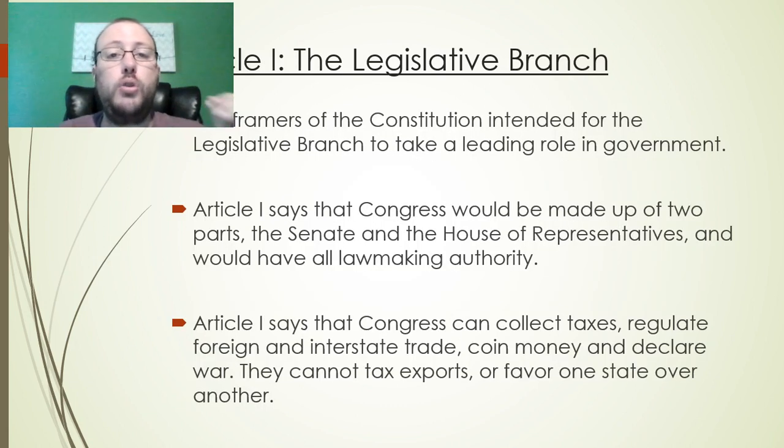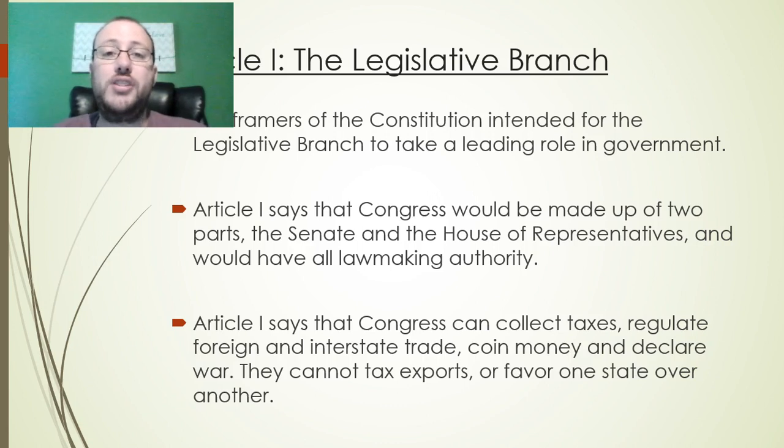So now we have Article 1, which is the legislative branch. The framers of the Constitution intended for the legislative branch to take a leading role in government. Article 1 says that Congress should be made up of 2 parts, the Senate and the House of Representatives, and would have all lawmaking authority. It states that Congress can collect taxes, regulate foreign and interstate trade, coin money, and declare war. They cannot tax exports or favor one state over another.